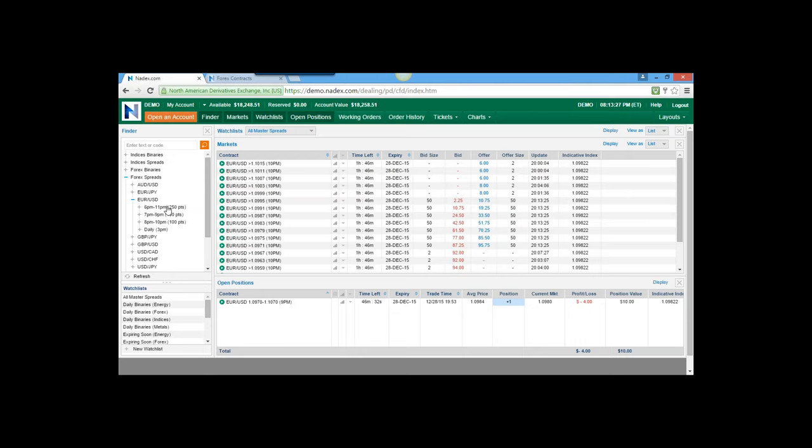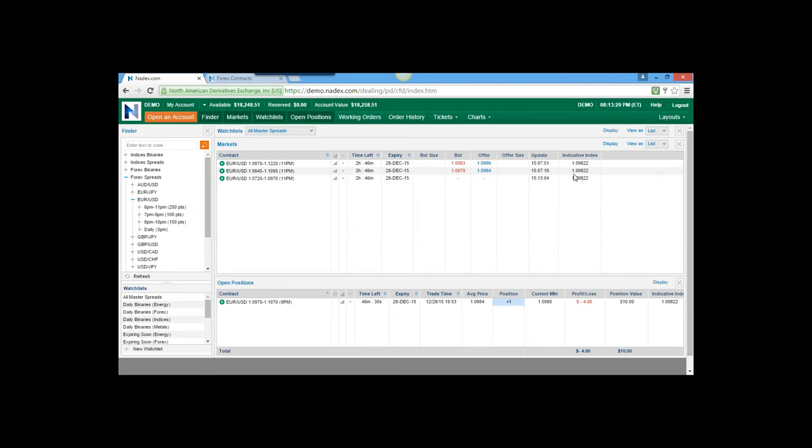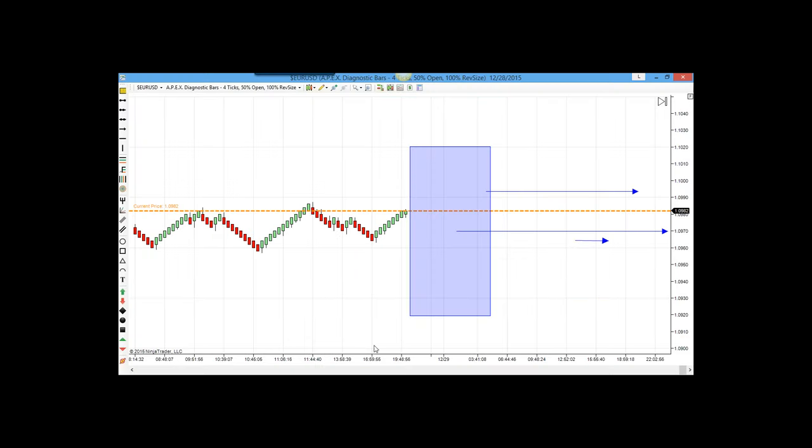If I want to buy a euro dollar, where's the market at? 0982. But where can I buy? Right here, I can buy this one at 0986. I can buy this one at 0985. These are priced a little bit above the market. Okay, but what if I could find one that was priced below the market? So wherever I buy in compared to where it expires or compared to where I get out is the amount I would make.